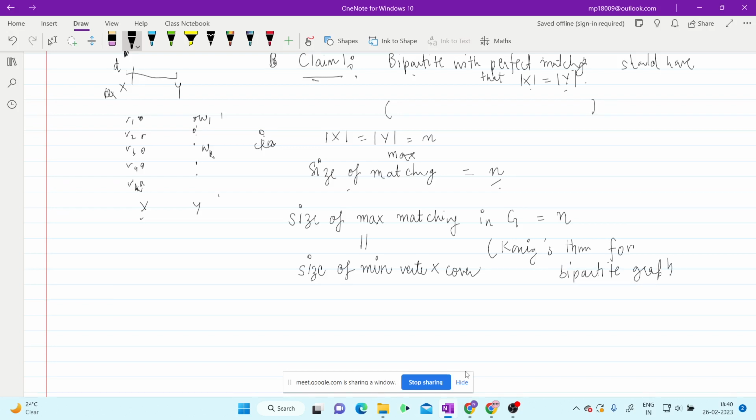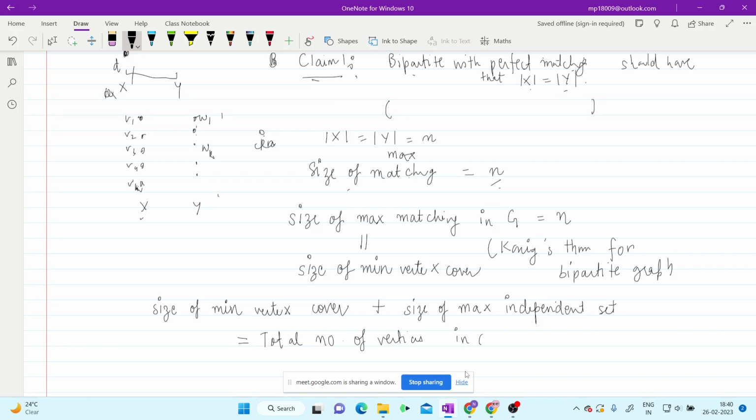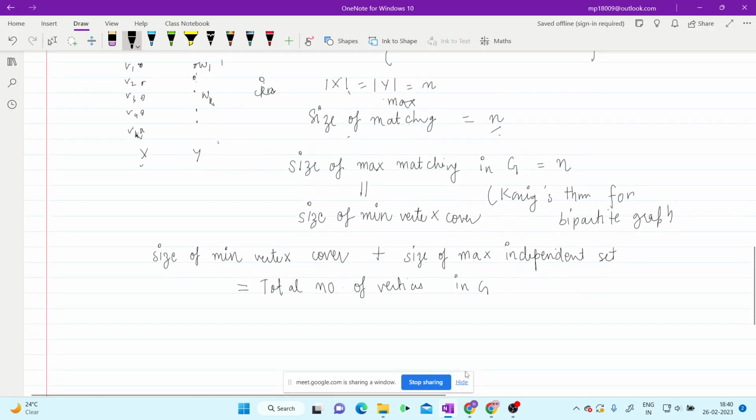Now size of minimum vertex cover. And did we have any relation between size of minimum vertex cover and size of maximum independent set? So what we had, that size of minimum vertex cover plus size of maximum independent set was equal to, from the last class, total number of vertices in G, right? And what are the total number of vertices in G? In our graph, in this case, if order of X is equal to order of Y equal to n, what are the total number of vertices in G?